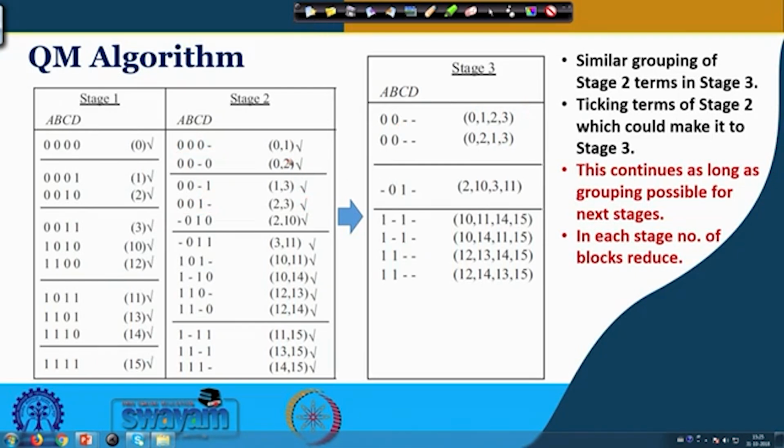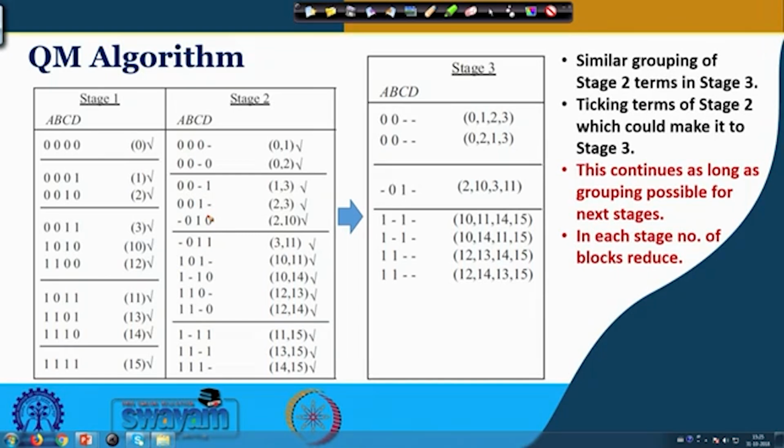Next, 0 2 and 1 3 can be combined, right. Similarly, if we examine 0 1 and 2 10, whether they can be combined or not, we see that they differ in many places. 0 dash is differing, 0 0 is not differing, 0 1 is differing and dash 0 is differing. So, in 3 places it is differing, so they cannot be combined.